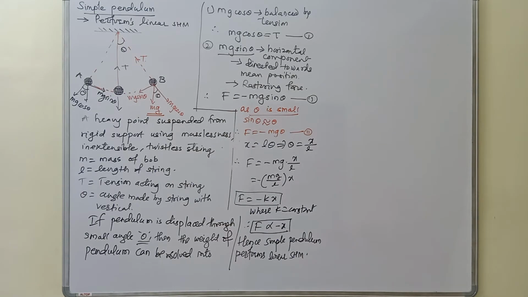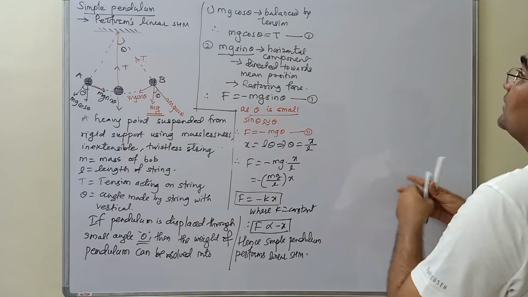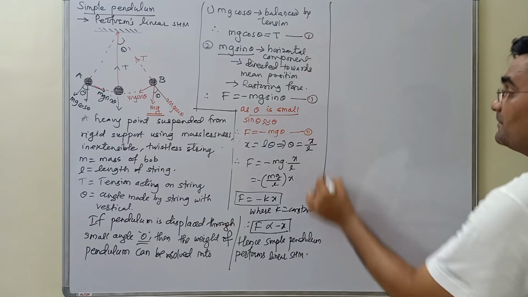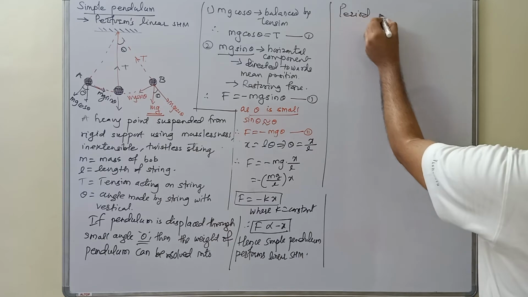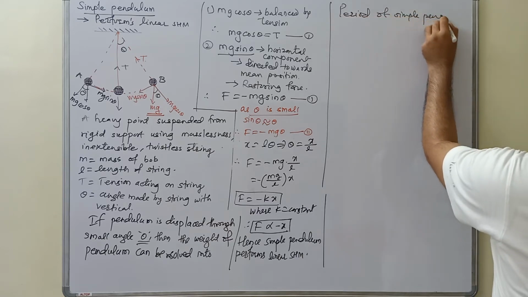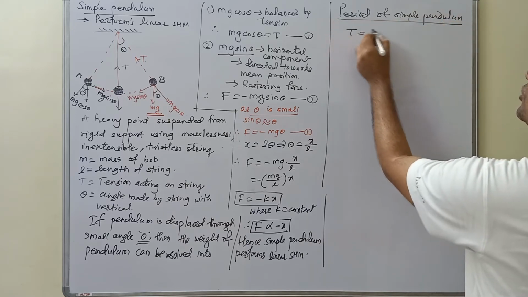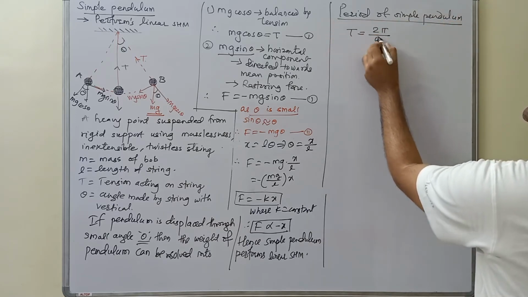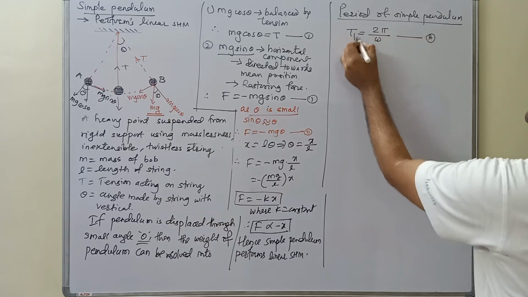Now we need to find out the period of a simple pendulum. So, period of simple pendulum. We have one basic formula, period equal to what? 2 pi upon omega. So this is equation capital A. I will write it as T1.